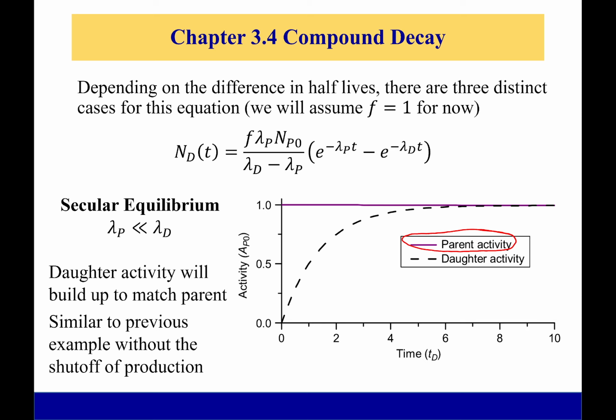And so what we're doing here is eventually we're getting to the point where there's so much of the daughter that its activity equals that of the parent, because if its activity equals that of the parent, that means that the amount going into the daughter is the amount coming out of the daughter as well. It's equal. It's reached equilibrium.